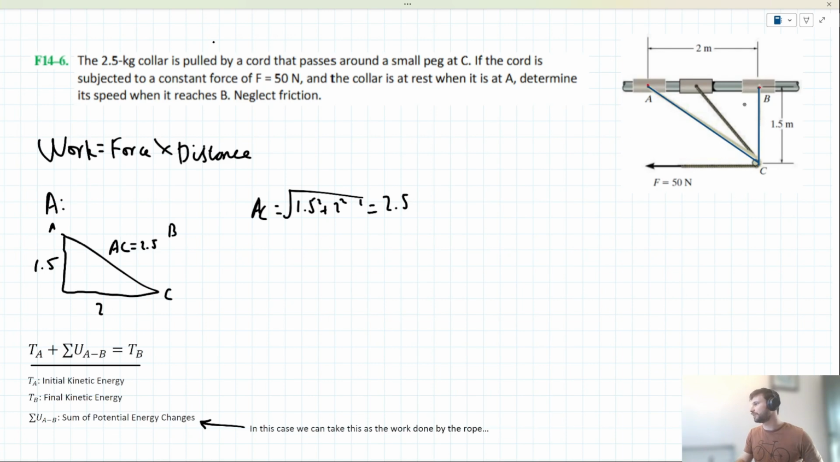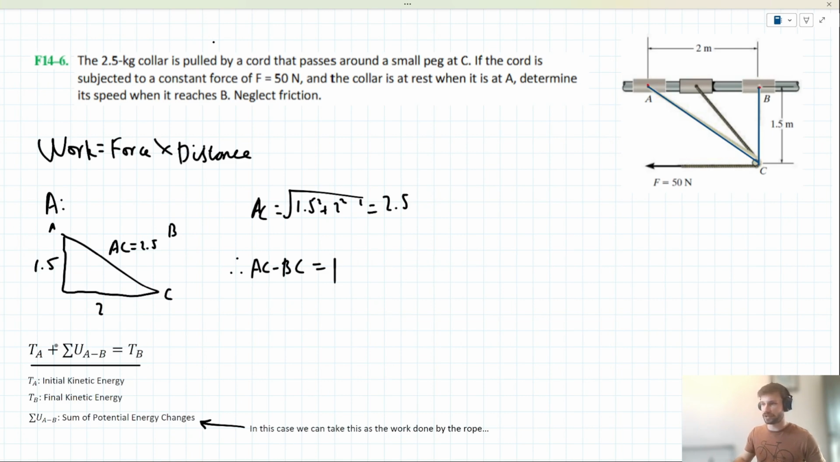BC is effectively already given, so BC is evidently 1.5. So we can say, therefore, AC minus BC, or in other words, the distance that the rope is pulling, is equal to 1, since 2.5 minus 1.5 is 1.